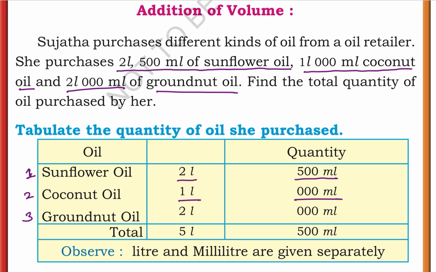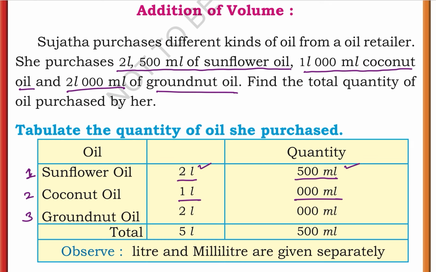The volume of oil is given in two units. First unit is liter and second unit is milliliter. You have two units, mixed units in this question, right? You are able to see 2 liter and 500 milliliter. You note it down separately. One is 2 liter and another one is 500 milliliter. And what he is asking is, find the total quantity of oil purchased.